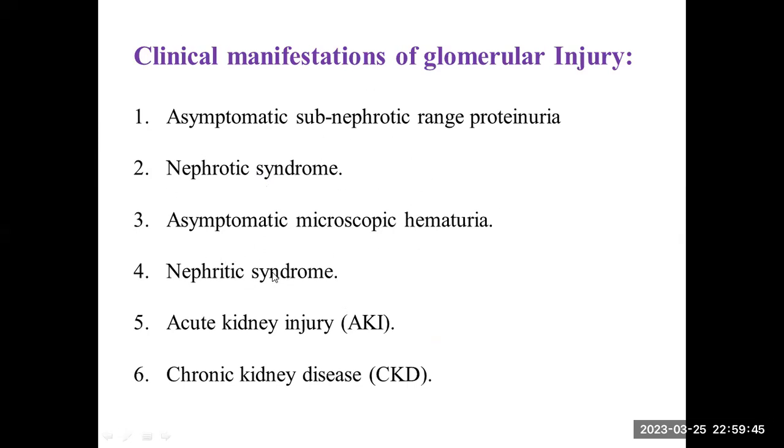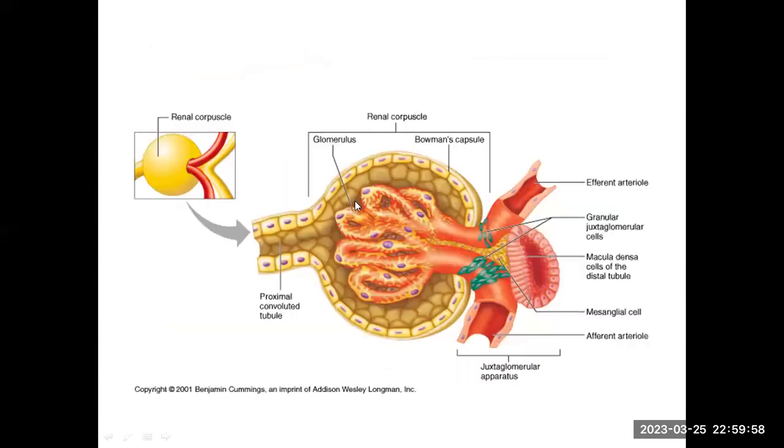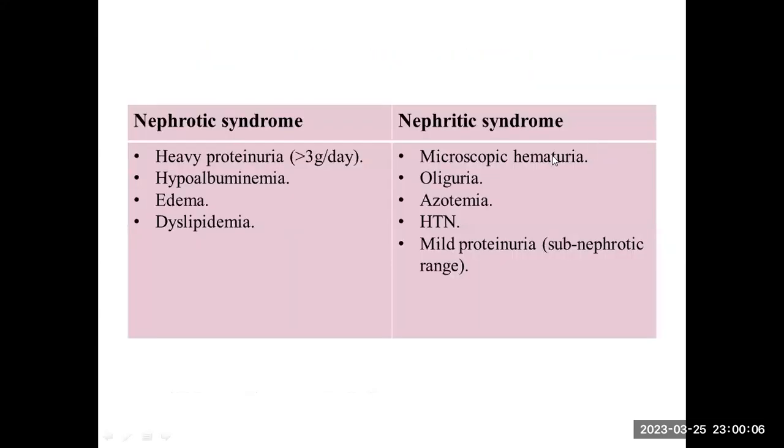And this acute inflammation would not just affect the charge barrier as in minimal change disease, it will affect the whole glomerulus. It will impair the size barrier as well as the charge barrier. It will damage the glomerular filtration membrane. The whole glomerular filtration membrane will be damaged by this acute inflammation, and the patient will develop something called nephritic syndrome. So what are the features of nephritic syndrome?